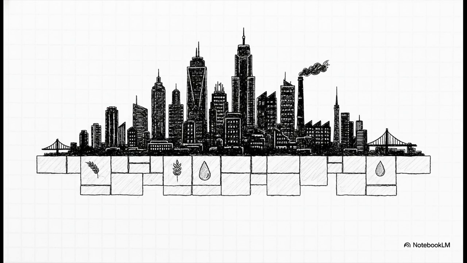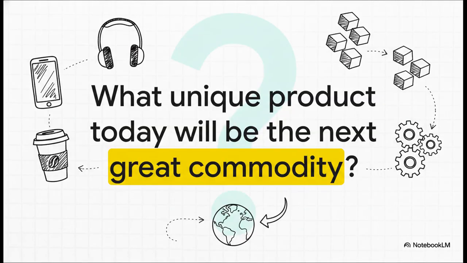So if there's one thing to take away from all this, it's that commodities are so much more than just items on a list. They are the fundamental, standardized building blocks that form the invisible foundation of our incredibly complex global economy. If you understand them, you start to understand the flow of money and power around the entire world. And that leaves us with a final question to chew on. As technology just keeps getting better at standardizing more and more of the things we use every day, what unique product that you love today is going to become the next great interchangeable commodity of tomorrow?